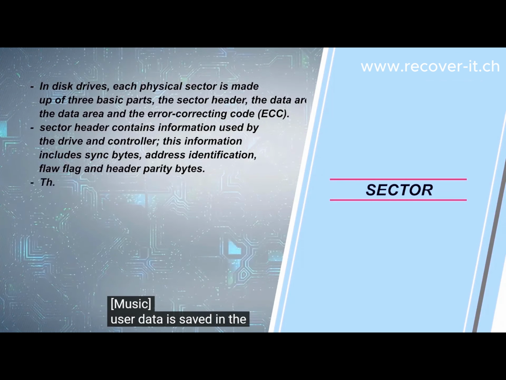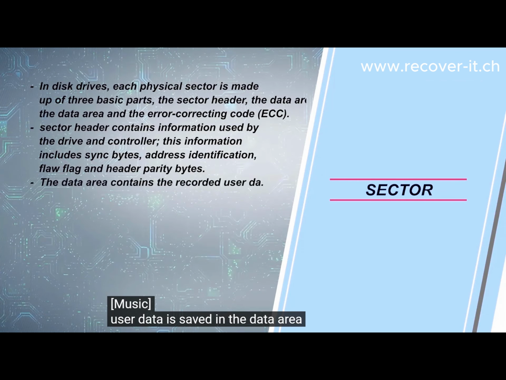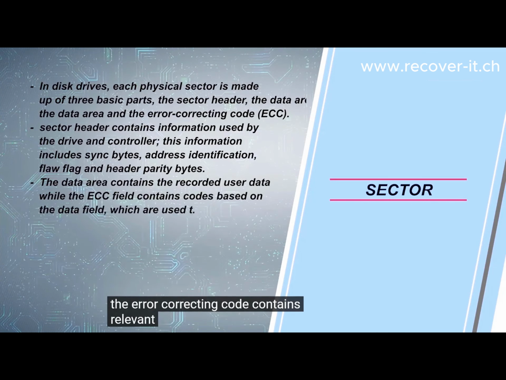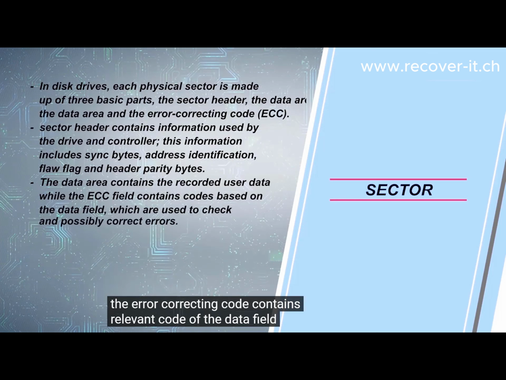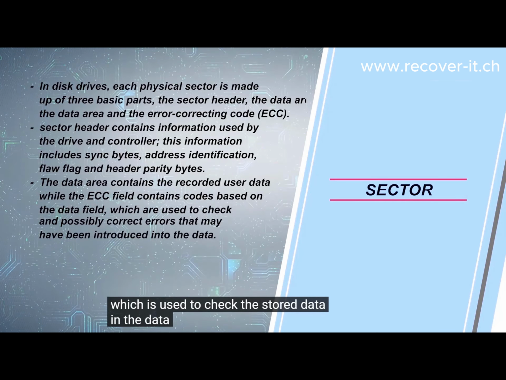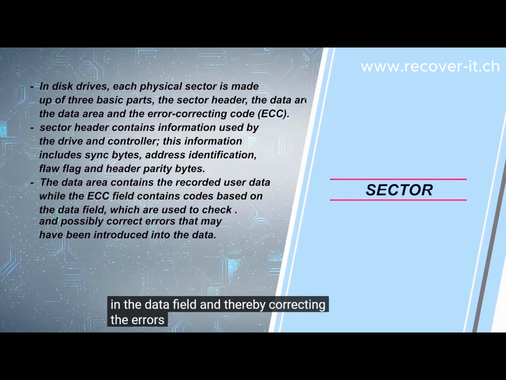User data is saved in the data area. The error correcting code contains relevant code of the data field, which is used to check the stored data in the data field and thereby correct the errors.